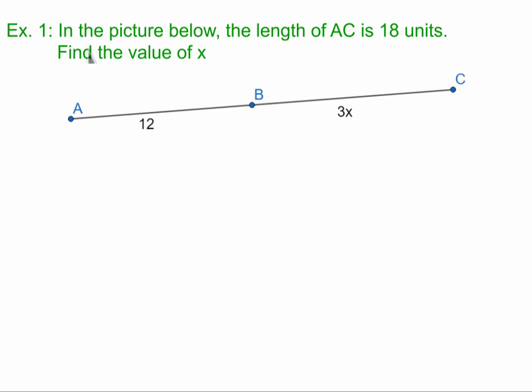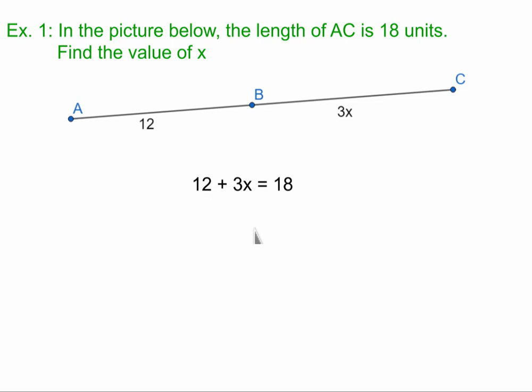Example 1 says, in the picture below, the length of AC, this whole thing, is 18 units, and it says find the value of x. So we're trying to find the value of x, we need to set up an equation. We know that this entire length, AC, is 18. I know AB is 12, and BC is 3x. So based on what we just learned about segment addition, I can set up this equation. 12 plus 3x, that's AB plus BC. That's the same thing as this entire length AC, which is 18. So 12 plus 3x is 18.